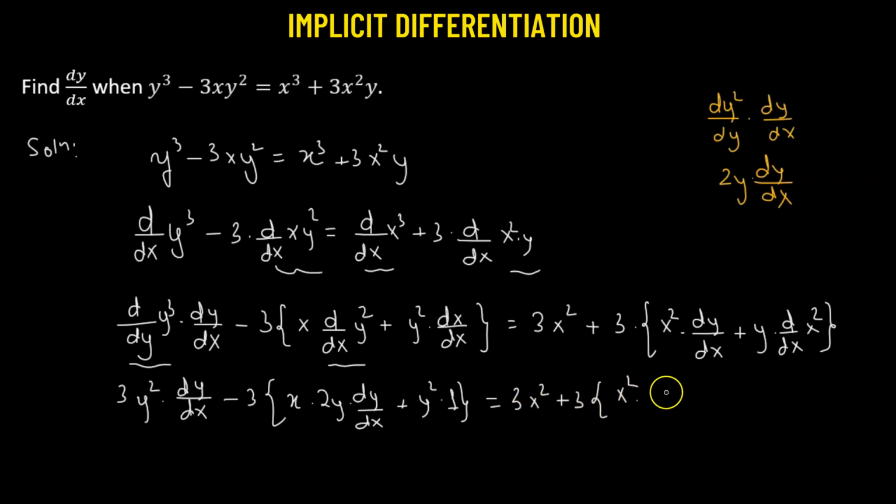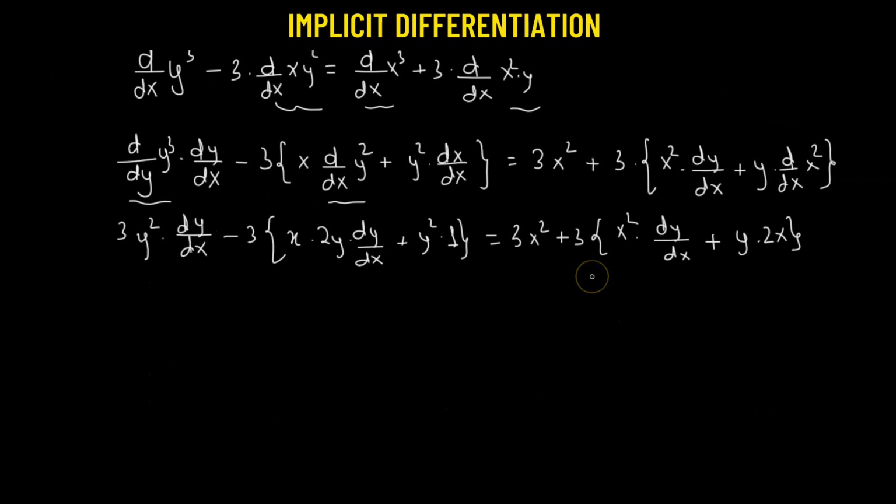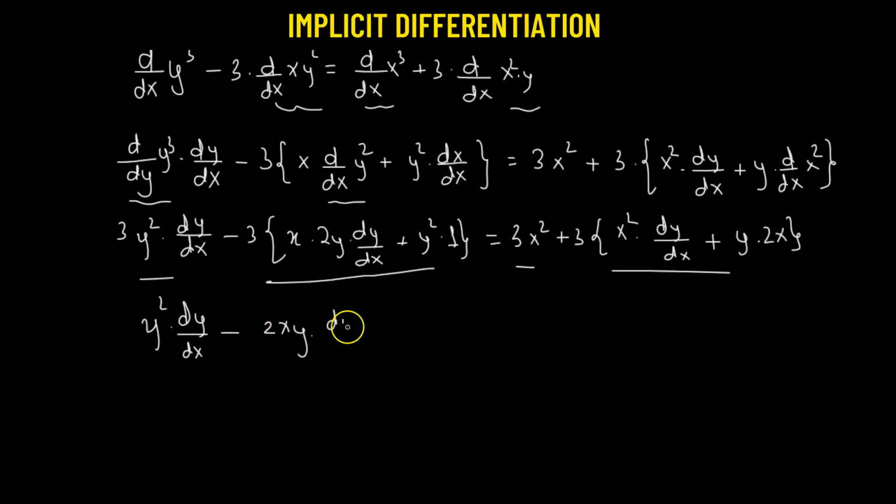times x squared multiplied by the derivative of y with respect to x plus y times the derivative of x squared, which will be 2x. So what we can do, we can take 3 as the common factor. We see the 3 is present in each of the terms on both the left hand side and the right hand side. So that will give us y squared times derivative of y with respect to x minus 2 times xy times derivative of y with respect to x minus y squared equals, so here we have already factored out the 3, so we have x squared plus x squared times derivative of y with respect to x plus y times 2x.